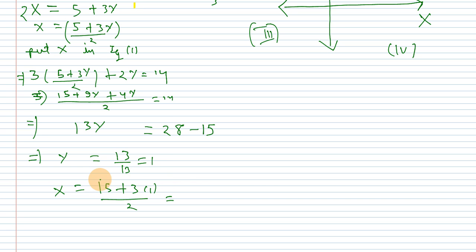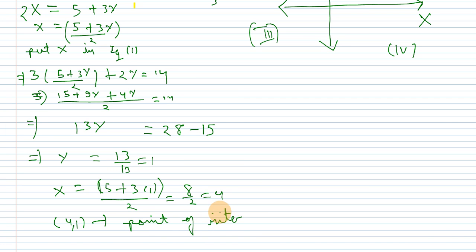This is not 15, this is a bracket, okay, so this will become how much? 8 by 2, so that will be coming to be 4. So the point of intersection is (4, 1). So this is the point of intersection of the two lines.